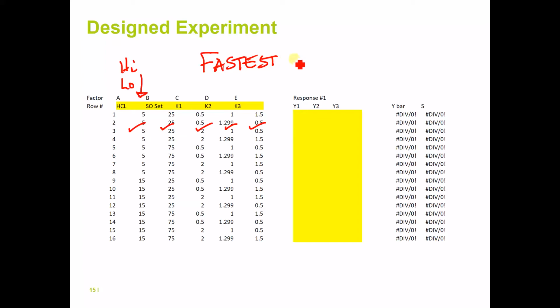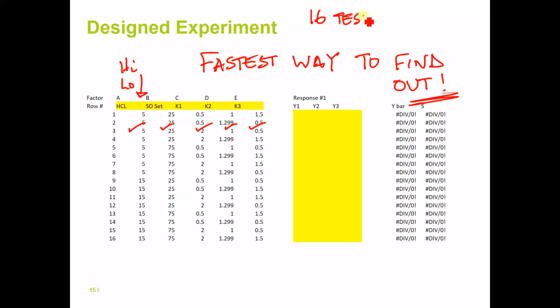Why would you use any other technique other than a designed experiment? This is the fastest way to find out, and it's only 16. Let's be clear. 16 tests out of 2.25 million tests you could pick. How efficient is that? It's the most fantastic technique to use.